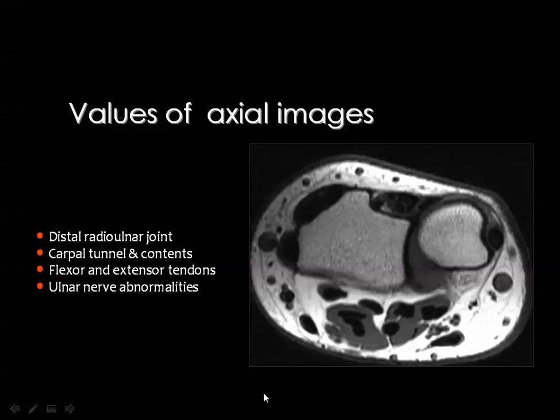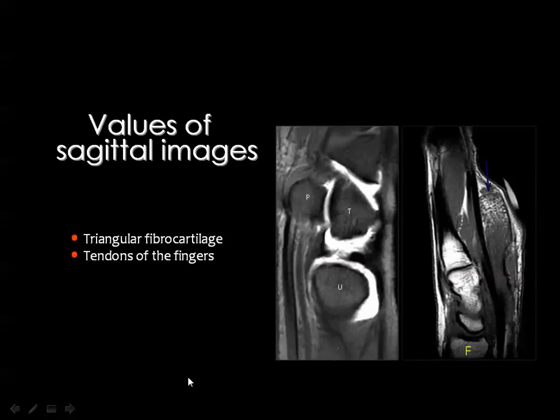Then the axial images are important. Number one, in evaluation of the distal radioulnar joint. Number two, you remember the carpal tunnel. Number three, the anatomy of the flexor and extensor tendons. Number four, looking for abnormalities in the ulnar nerve at the 3 points I have mentioned. The value of the sagittal images is directed to the evaluation of the tendons, whether the flexor or the extensor tendons. And also you can have some help from the sagittal images concerning injuries of the triangular fibrocartilage.